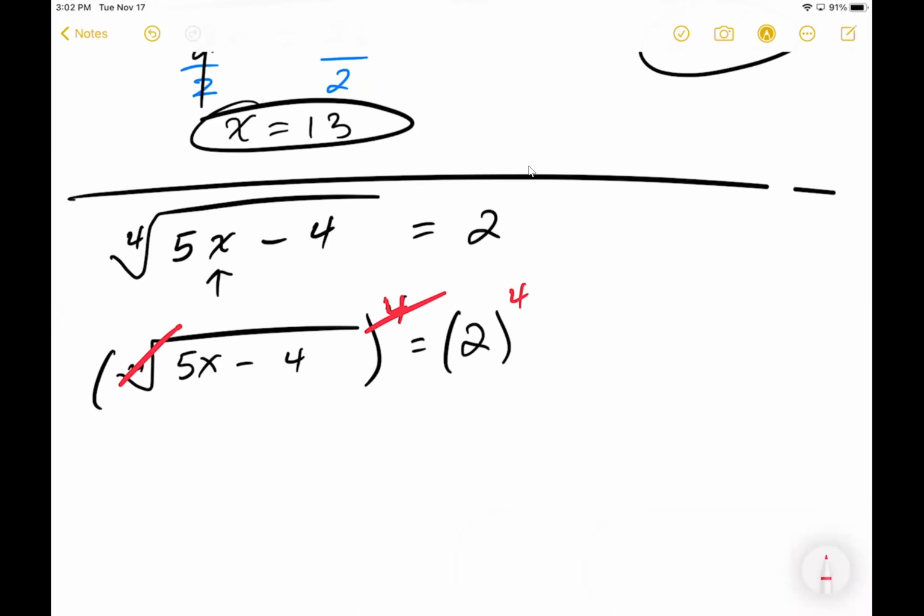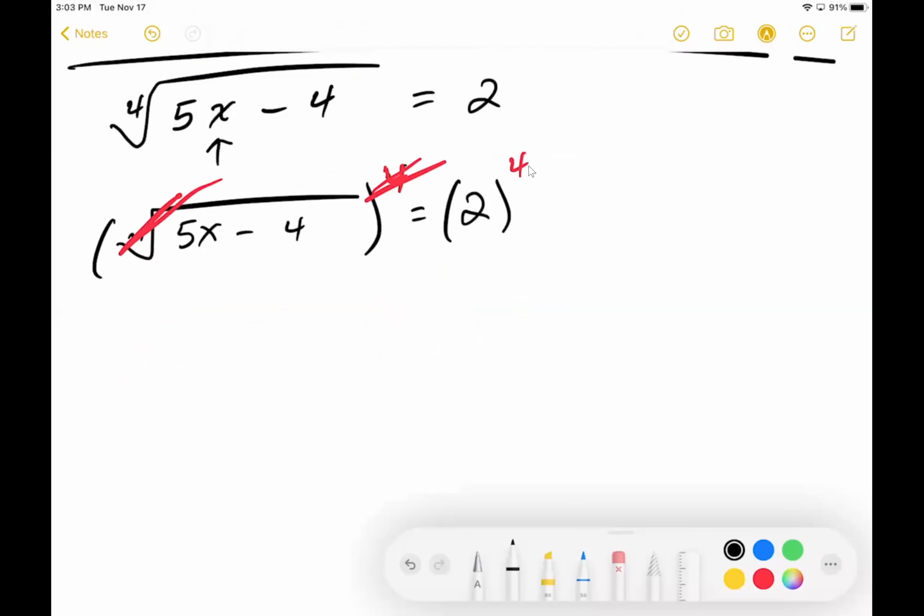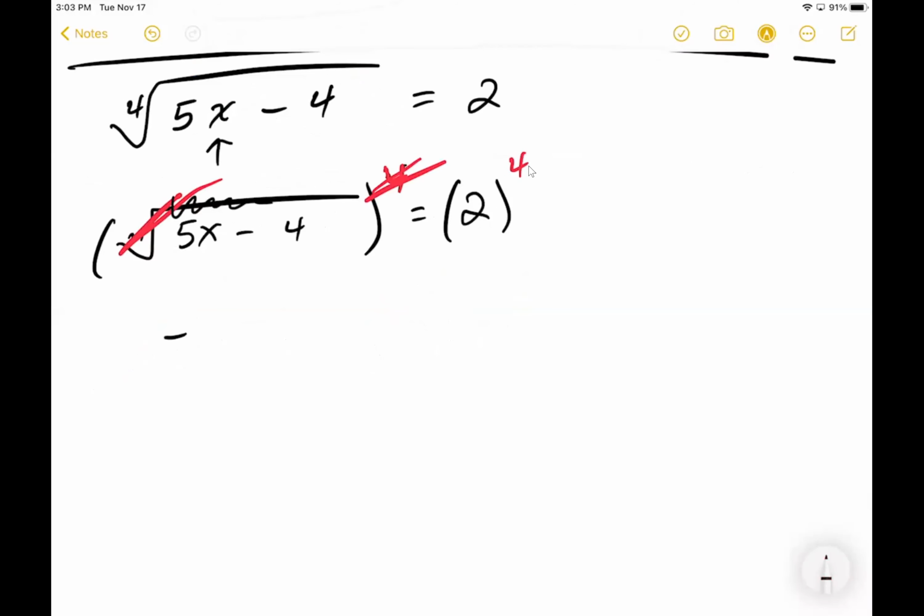The root and the power cancel out, meaning we no longer have this root; we have 5x minus 4. Whatever I do on one side, I do to the other side. On this side, I have 2 times 2 times 2 times 2. That's what the 4 power tells me to do.